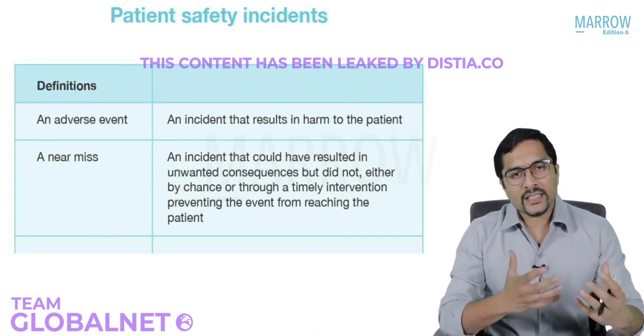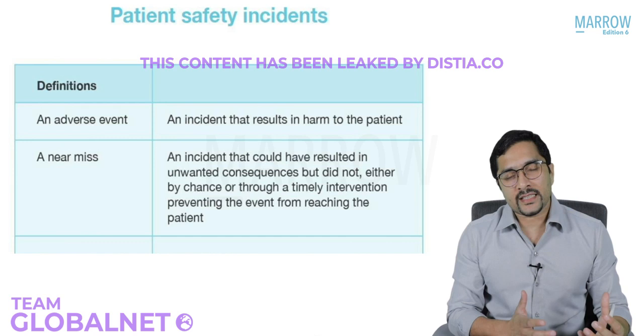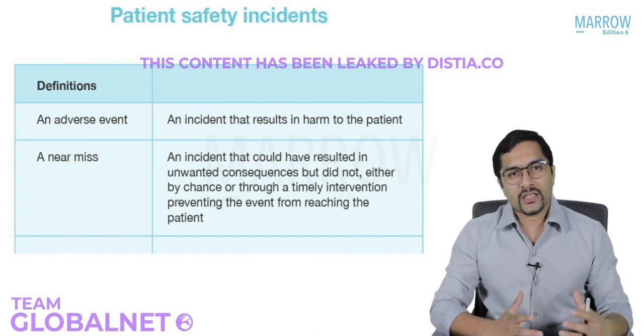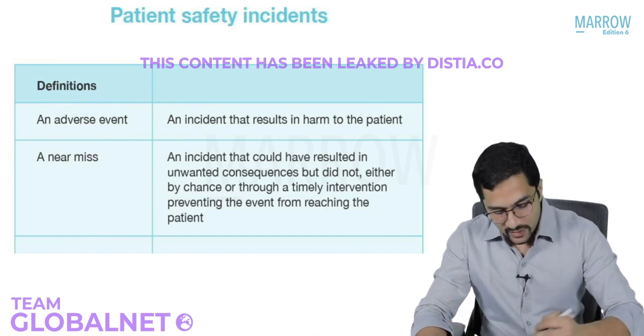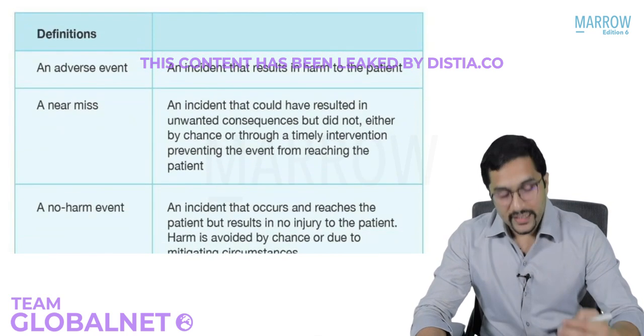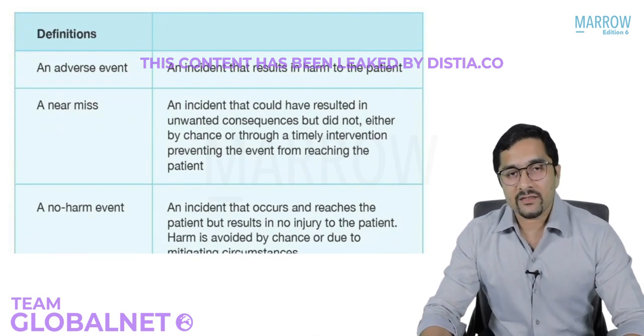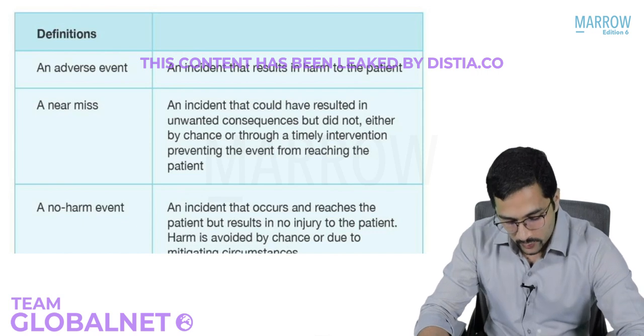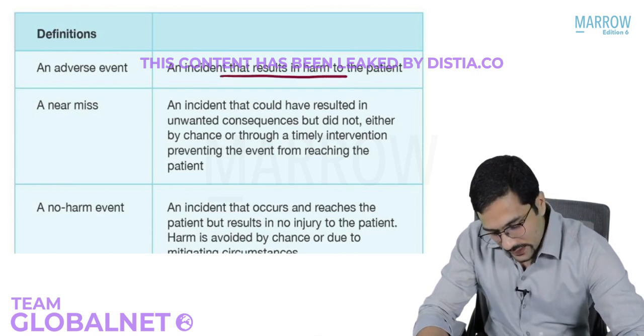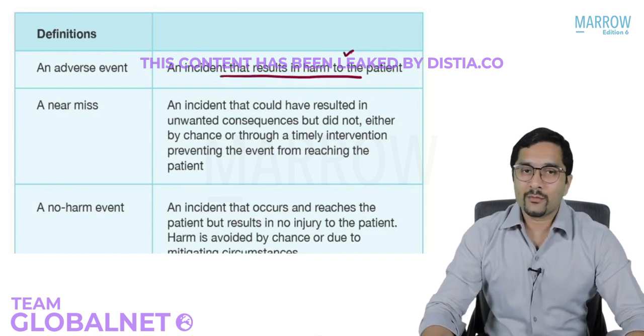So what are these kinds of incidents which can take place in the hospitals? You should know their definitions and you should know examples as well. The first one is an adverse event. An adverse event is an incident which results in unwanted harm to the patient, right? So this results in harm to the patient.